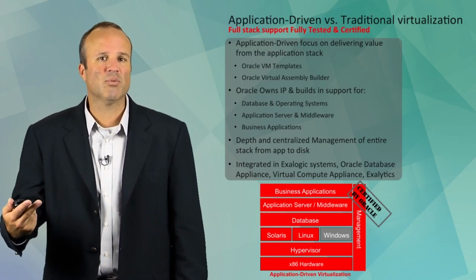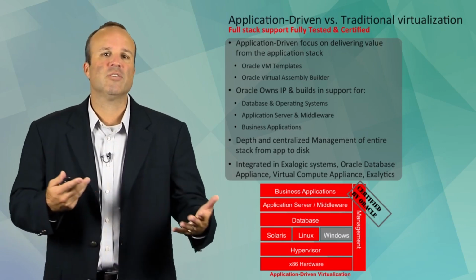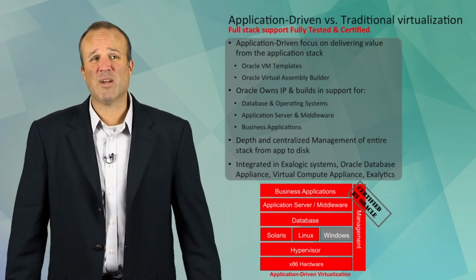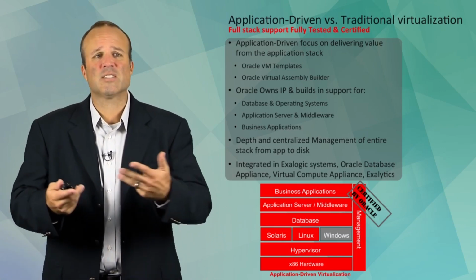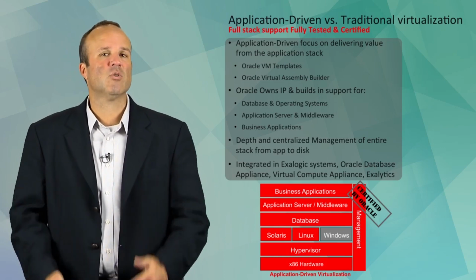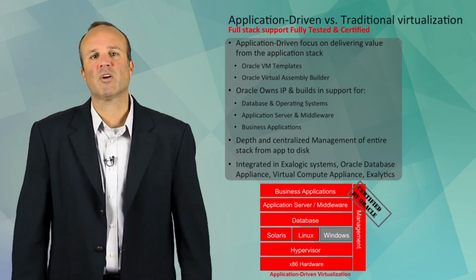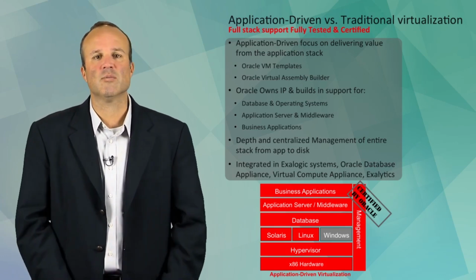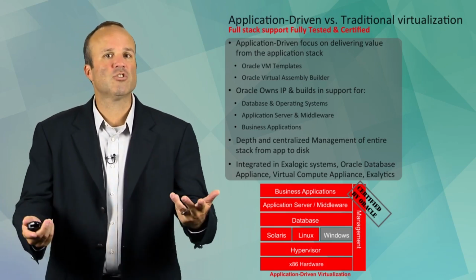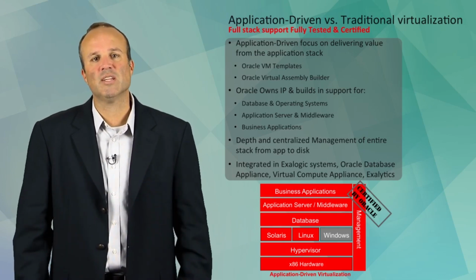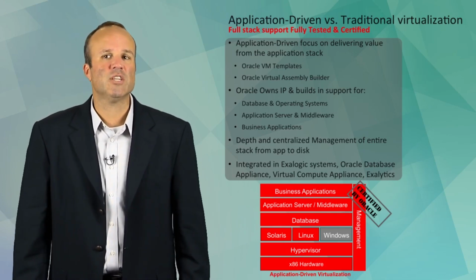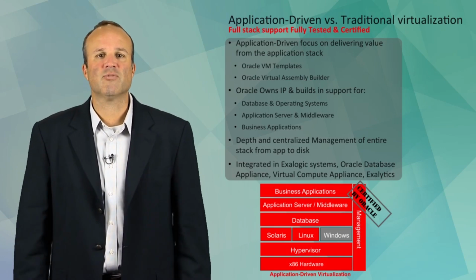So it's not just our best-of-breed X86 servers, but when you look at engineered systems like the Oracle Database Appliance or Exalogic, Exalytics, or VCA, the Virtual Compute Appliance, these templates go hand in hand to speed time to deployment for customers that choose to use our engineered systems instead of our best-of-breed. But it's your choice. Whichever one of those meets your business needs, Oracle VM can be very strategic to improving efficiencies for how you go to market.